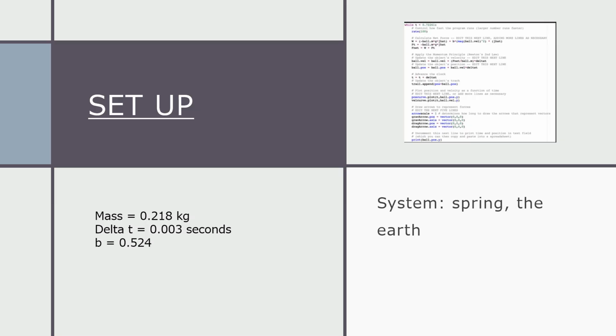And then I have my while loops, so while delta T is less than the length of the video, we're updating the work done and the tension force, as well as the net force, and also updating the velocity and position.